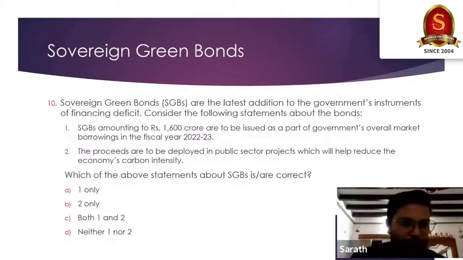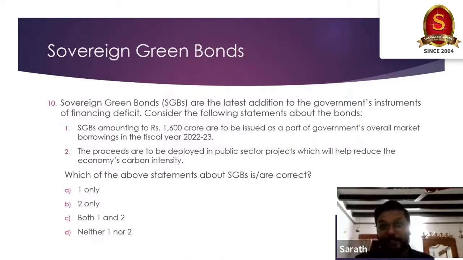Great. So, one statement you should blindly assume it to be right. Look at the second statement. Look at the heading, sovereign green bonds. Green bond, that name is enough. The proceeds are to be deployed in public sector projects which will help reduce economy's carbon intensity. Carbon intensity reduction means greening, there should be no doubt about it. The next question is, is it going to be used in public sector projects? Look at the name, sovereign. Sovereign means government. Government is borrowing. Government is going to use the money for public sector projects, most likely. So that is a logical guess. I don't think there is any logic by which the second statement can be considered as wrong.